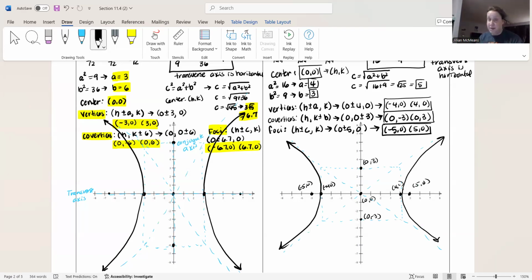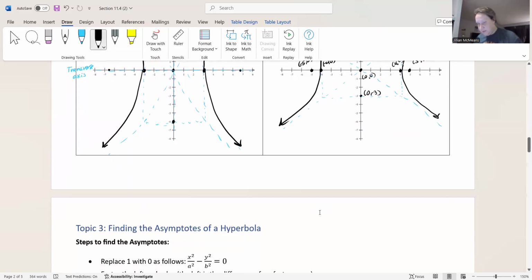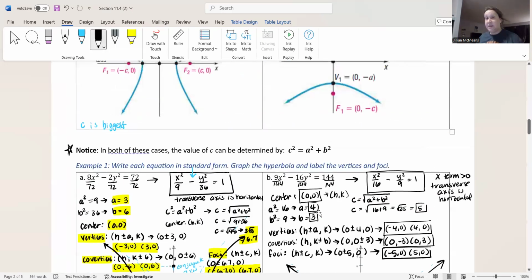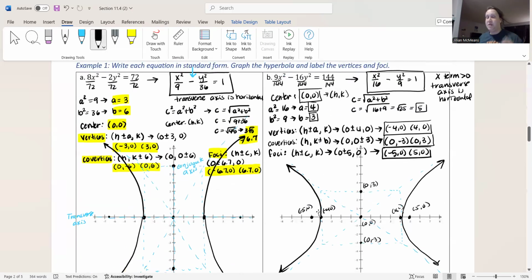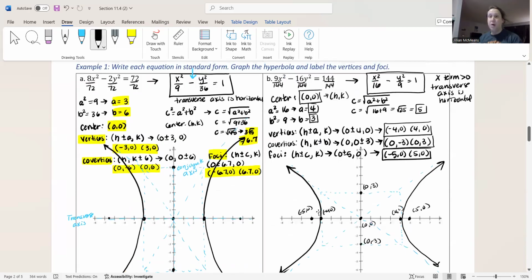Now you could sketch this a lot easier, okay? But you will be expected on your final exam to find the actual points for vertices, foci, and all that stuff, okay? So I think that's it for this video. In the next video, I will show you how to officially find the equations for the asymptotes. They're just going to be equations of lines, okay?